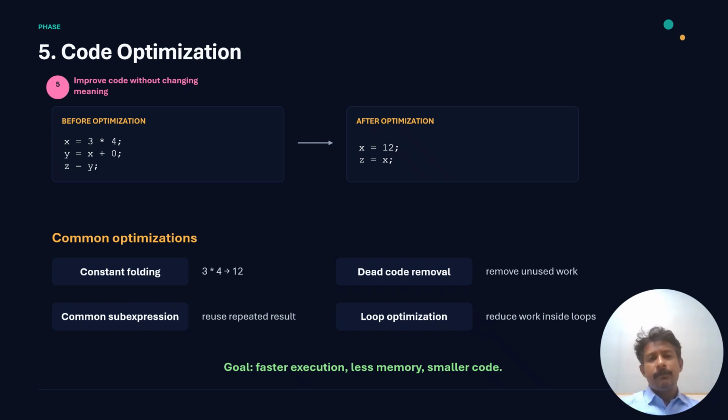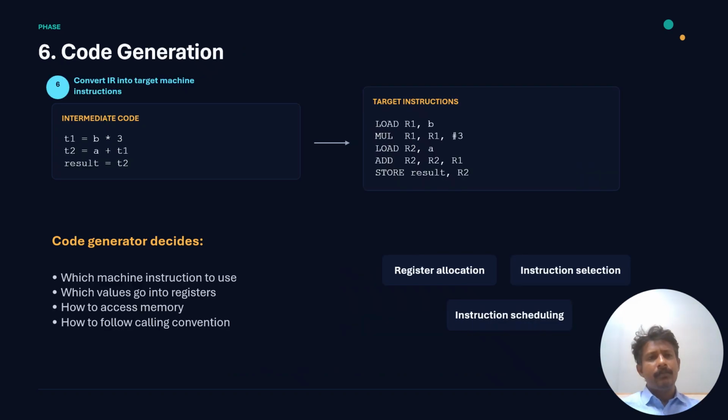I'll tell you another example. x plus 0. What will happen if you give x plus 0? Adding 0 does not change the value, right? So the compiler can remove that extra operation. Sometimes the program may have code that is never used. The compiler can remove that also. This is called dead code elimination. So optimization is very useful because it improves performance, but the compiler must be careful. It should not change the final result of the program. Okay, and next slide.